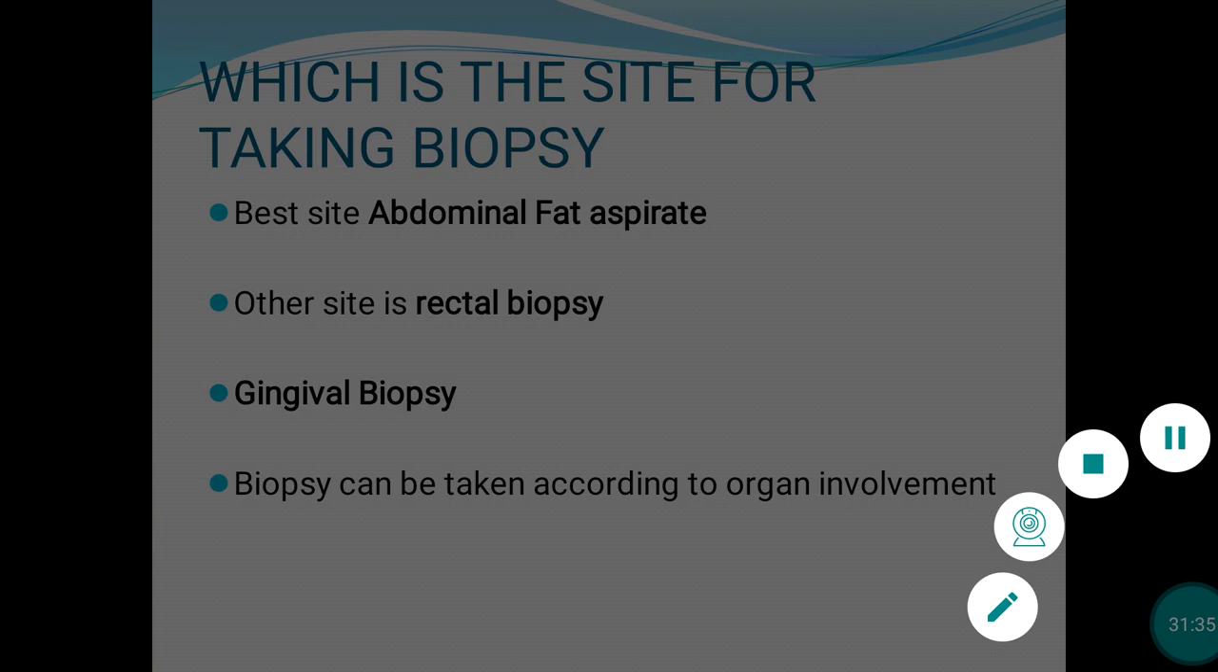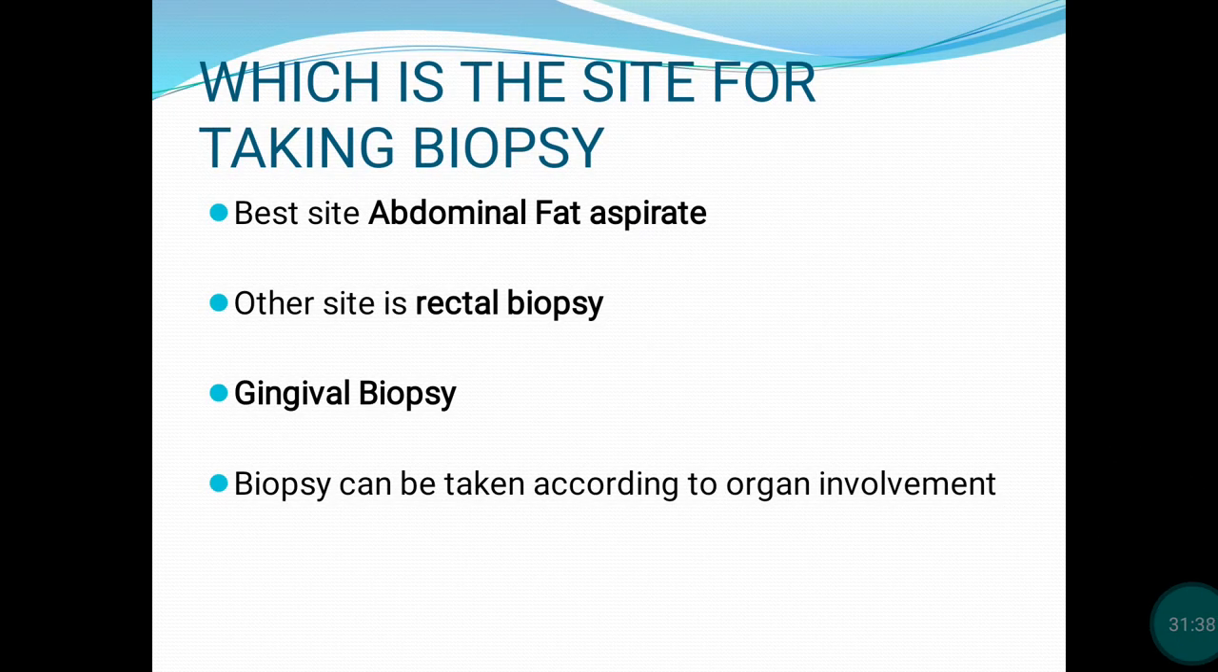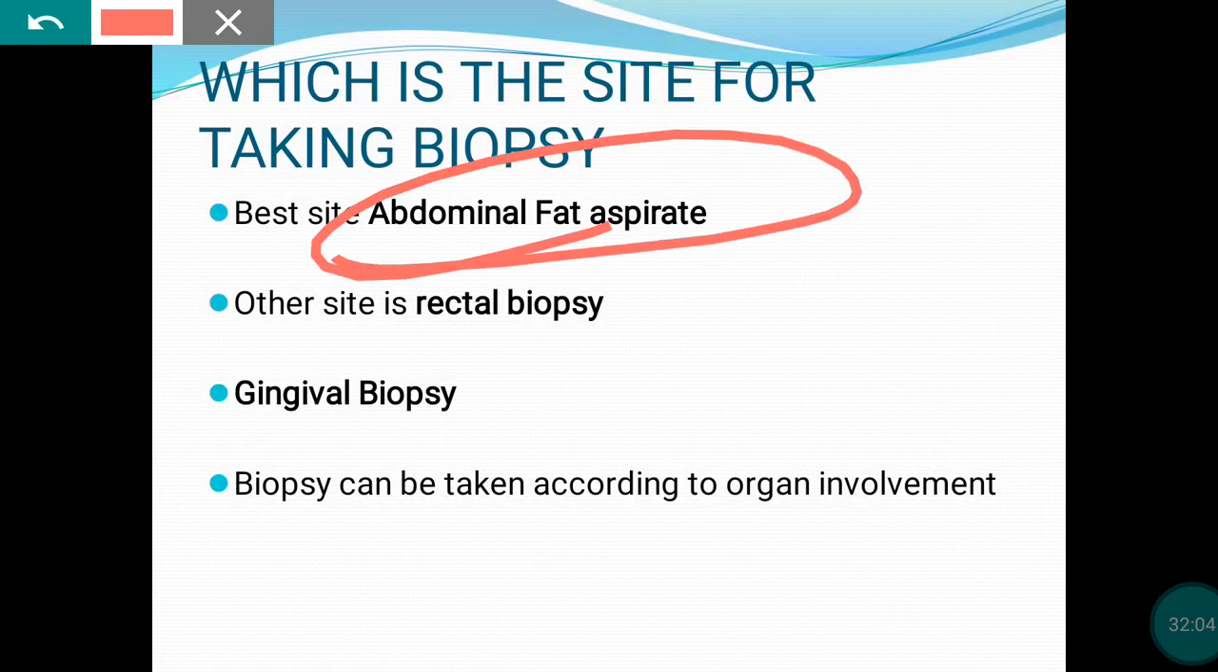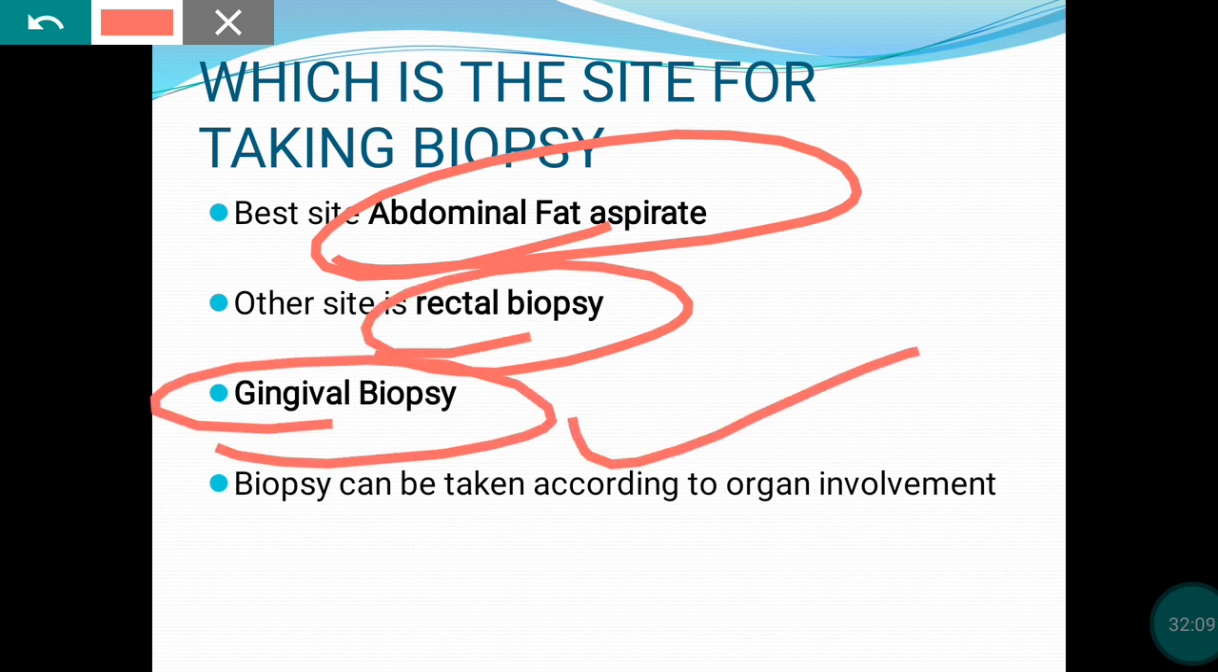You might be clear that for the diagnosis of amyloidosis, you need to inspect it microscopically. You have to stain it with Congo red. You have to see it in light microscopy and then in polarized microscopy. You might have questioned from where you will take the biopsy to inspect it histopathologically. The best site for biopsy is the abdominal fat aspirate. Then you can take the rectal biopsy or gingival biopsy. Gingival and abdominal fat are usually the preferred sites because they are convenient for the patient.